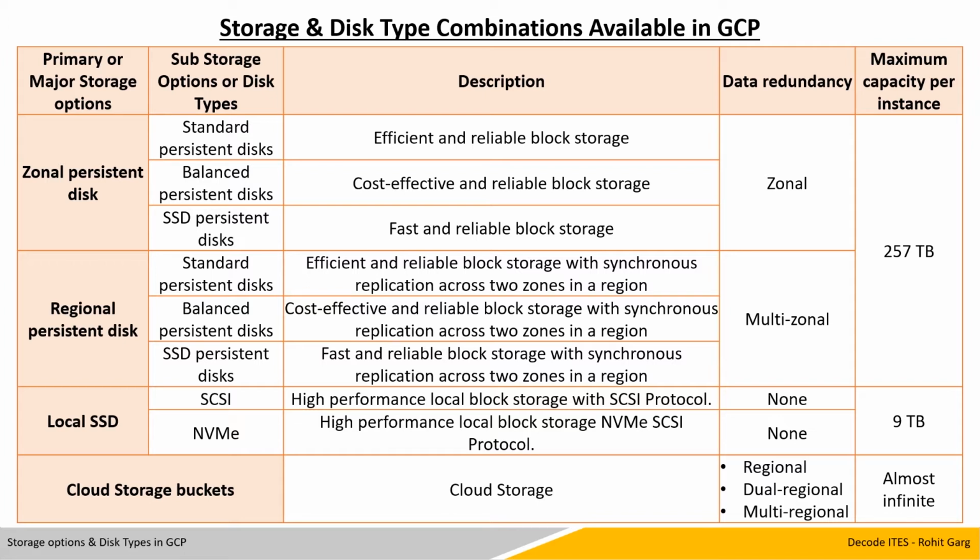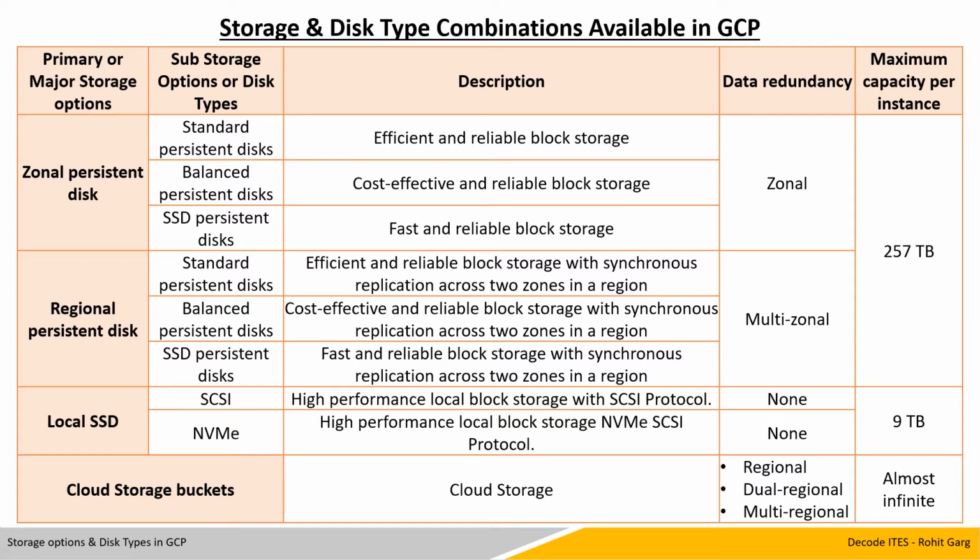Next is local SSD. Local SSD is divided into two further types, but those are not the disk types, those are the protocols. High performance block storage with SCSI protocol and high performance block storage with NVMe protocol. Both are high performance, high cost, but NVMe has an upper hand over SCSI. NVMe protocol is ahead of SCSI protocol because it's the latest one and especially developed for flash drives.